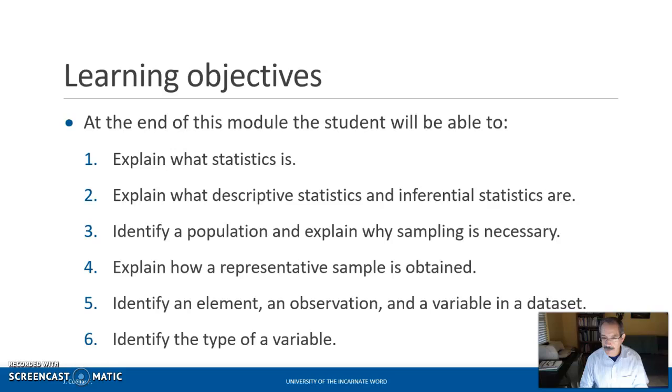So we'll talk about these topics. I should make it clear that I do not cover every topic in Module 1, only these topics. And the homework will target only these objectives.